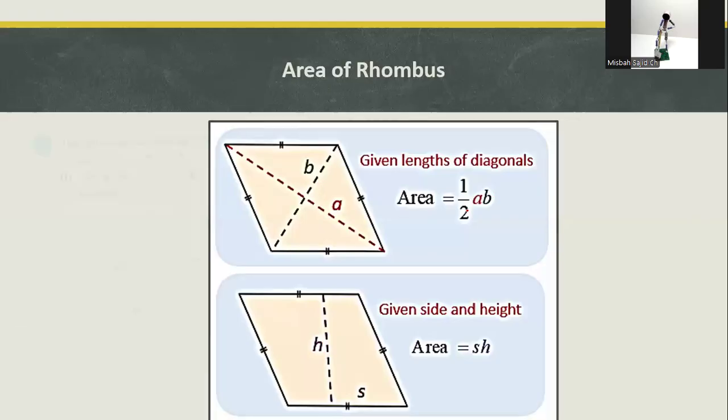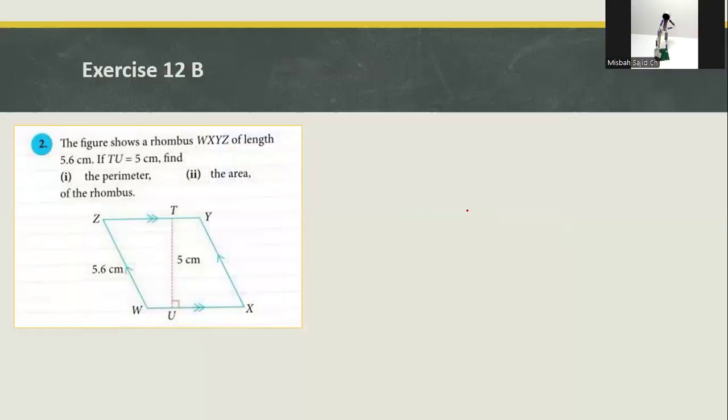So now let's proceed. Exercise 12B, question number 2. The question says that the figure is a rhombus WXYZ, of length 5.6 centimeter. Means one side is given, that is WZ, which is 5.6 centimeter. This is a rhombus, and in a rhombus we know that all sides are equal to each other. So we can do one thing: if this is 5.6 centimeter, then this is also 5.6 centimeter.